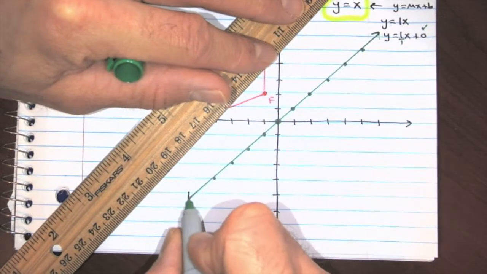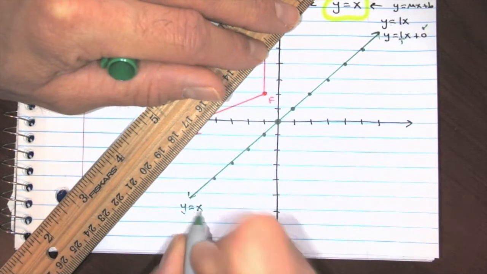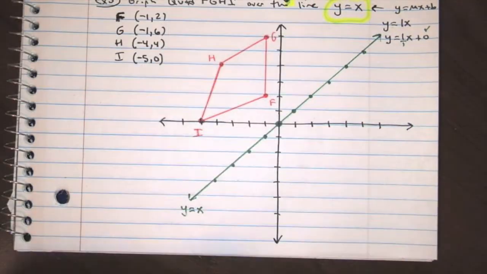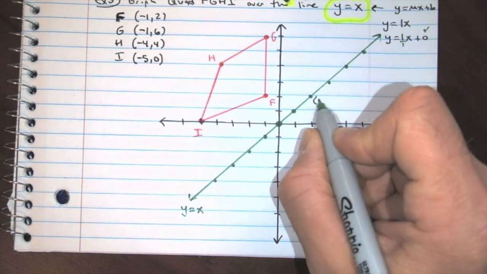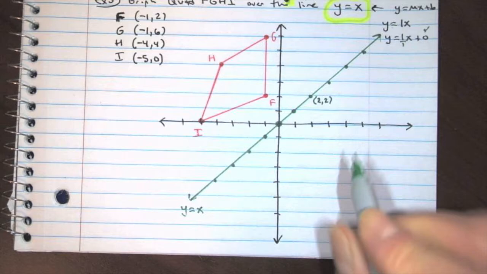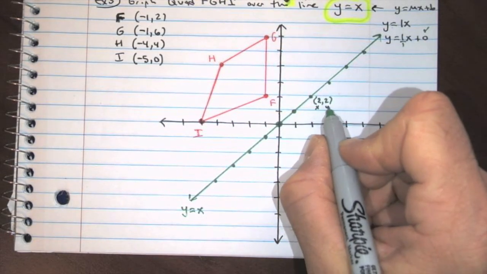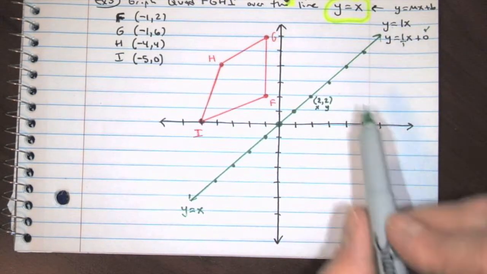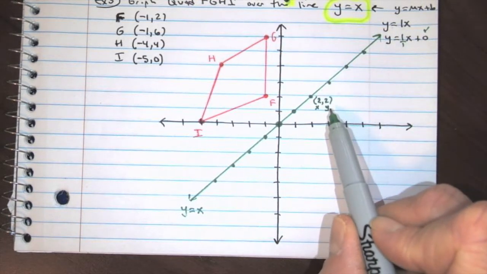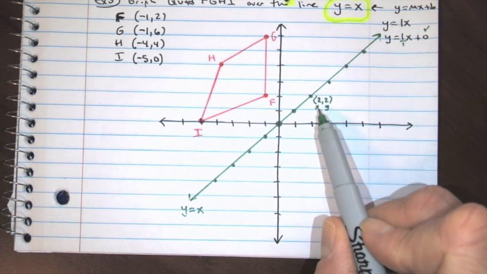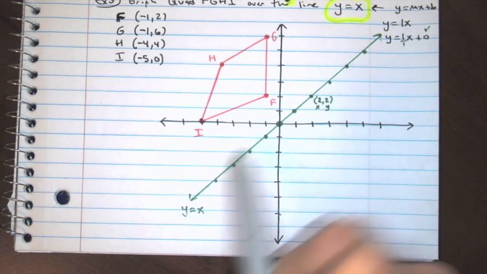Alright, let's label it y equals x. The cool thing about y equals x is that if you take any point on this line, you know, that point right there is over 2, up 2. That's the x coordinate and that's the y coordinate. The line is y equals x. Isn't it kind of cool that the y equals the x? Every point on this line, the y equals the x.